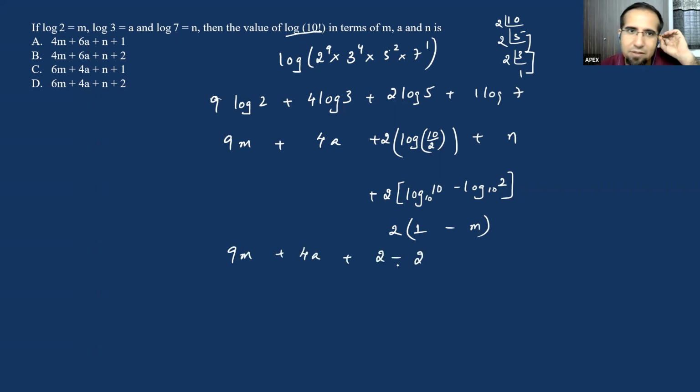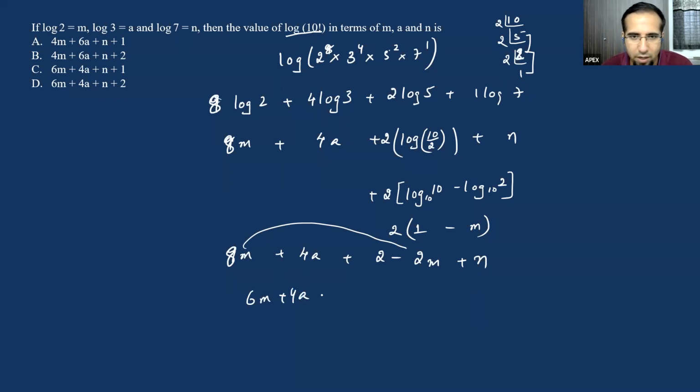Just one second, guys. Did we go wrong somewhere? Minus 2m. I guess this is okay. 2 2s are, my bad. This is 2 2s are. So this is 8. Okay, because that's what the value of m was not matching. Yeah. Minus 2m, and you have plus n. So you have 8m minus 2m, that will give you 6m plus 4a plus n plus 2 becomes your answer, and 6m plus 4a plus n plus 2 will be your option D.